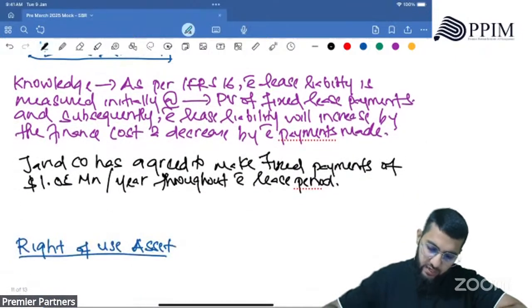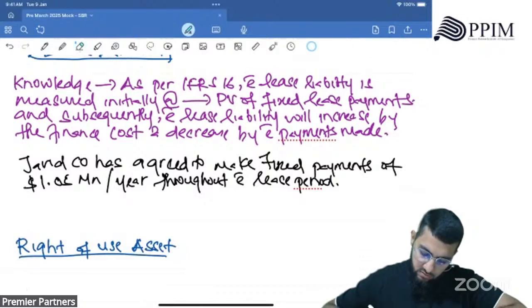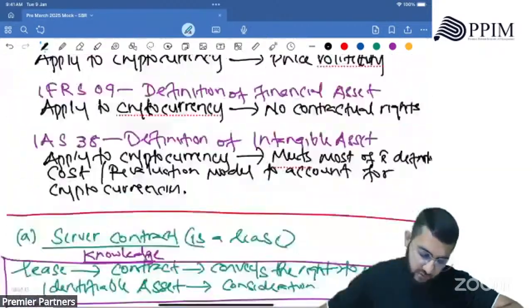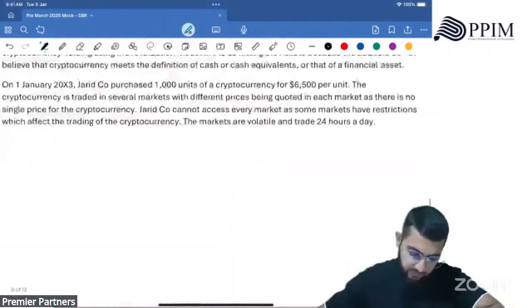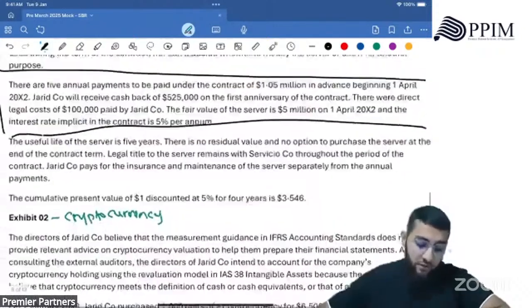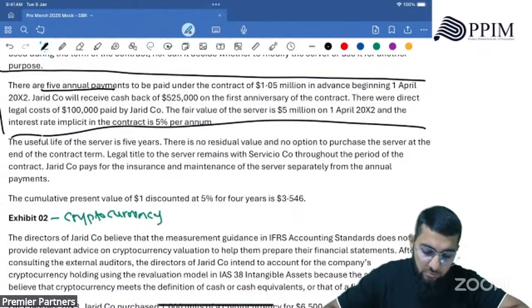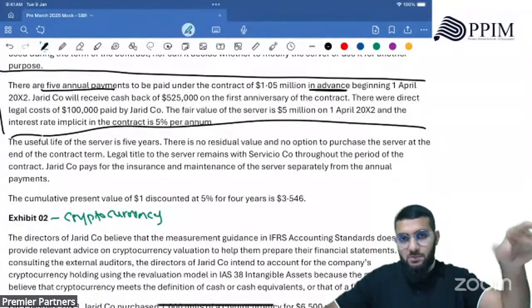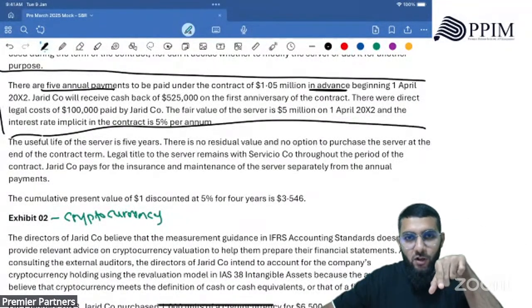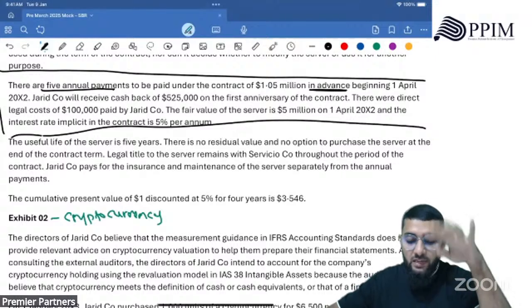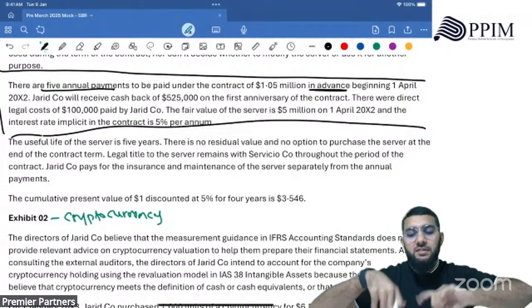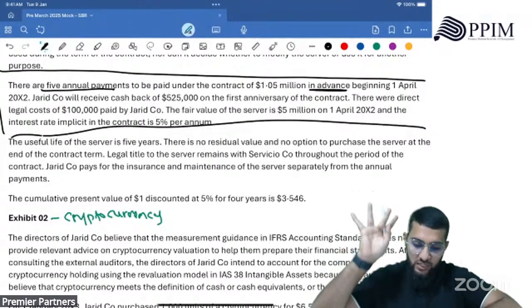So let's quickly do the calculation here. How will the calculation work? Go back to the scenario. We need to read that part. There are 5 annual payments to be paid under the contract of 1.05 in advance, meaning one you already paid before at the lease commencement, that does not fall under lease liability. Where does it fall? That would be a part of your right of use asset. Lease liability considers 4 payments. Had it been in arrears, then all 5 payments you need to consider. Here, since it's in advance, you just consider 4 lease payments.